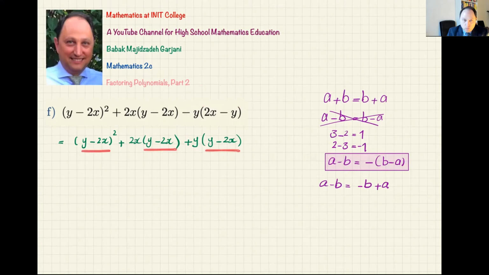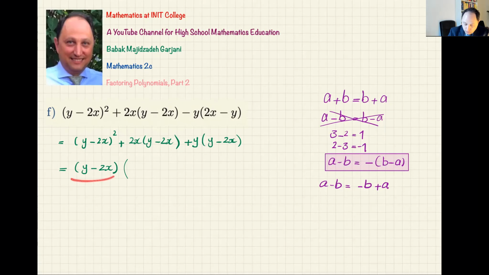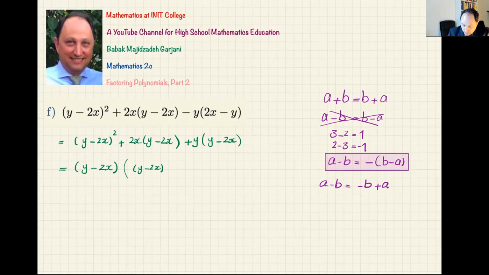You see, I have y minus 2x, which is a common factor. So I pull it out, and based on what we learned before, I have to put them in a pair of brackets. Then I open a bigger pair of brackets. There were two factors of y minus 2x available here. One of them is pulled out, so one of them is left. So let me still keep the pair of brackets. And from the next one, I had three factors. One of them is pulled out, so two of them, 2 times x, is left. And from the last one, just y is left.